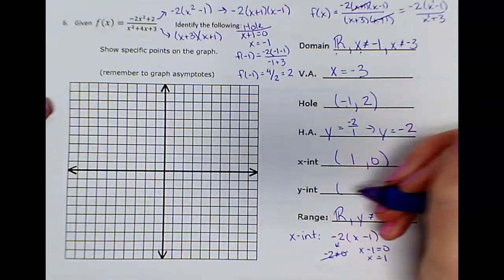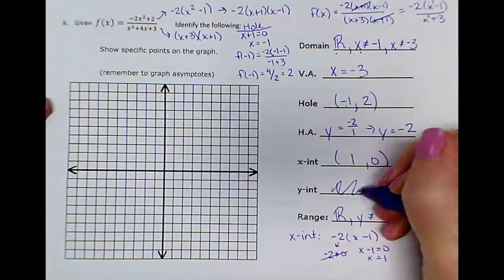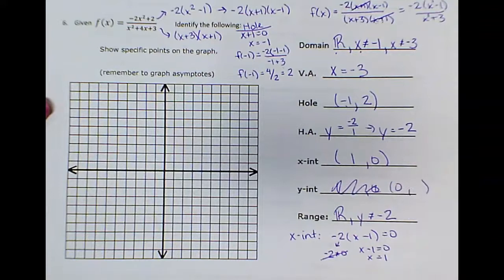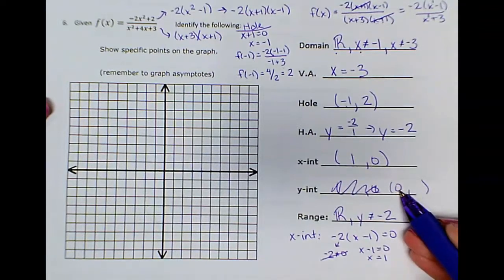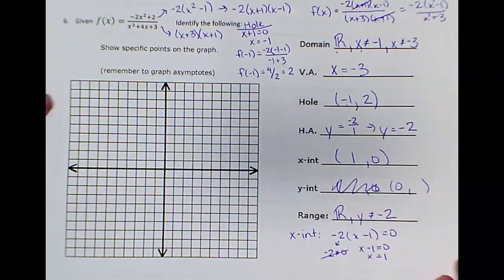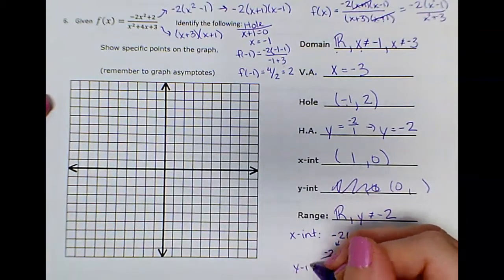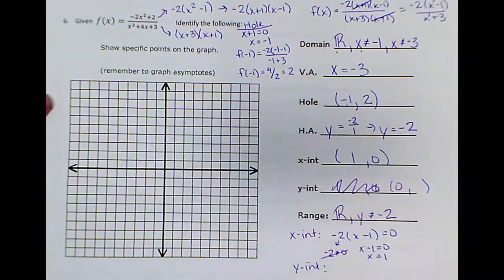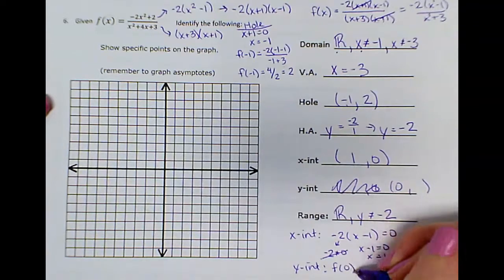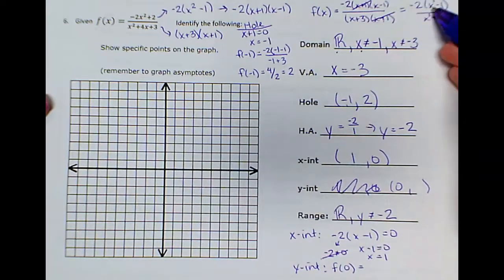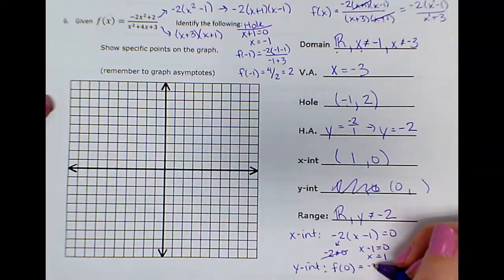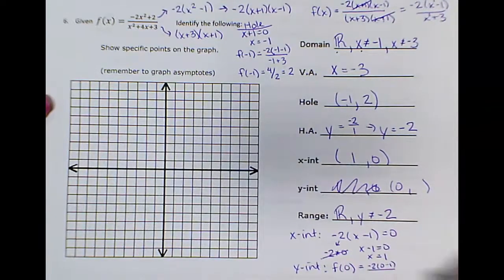For the Y-intercept, I need to set x equal to 0 everywhere I see x. So I'm going to do that down here. F of 0 equals -2 times 0 minus 1 over 0 plus 3.